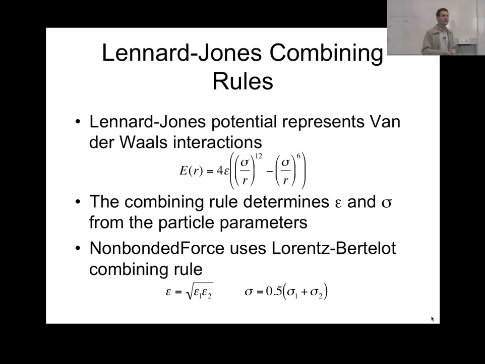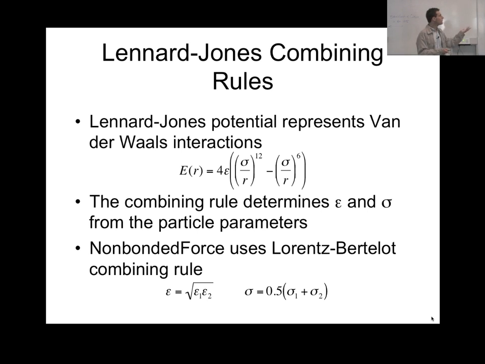It's huge. Instead, what people do is you specify an epsilon and a sigma for every atom. But this expression doesn't have 2 different epsilons and sigmas. It has 1. So what we need is a combining rule that says, OK, given the epsilons for your 2 atoms, what epsilon should we use in this expression? Given the sigmas for the 2 atoms, what sigma should we use in this expression?